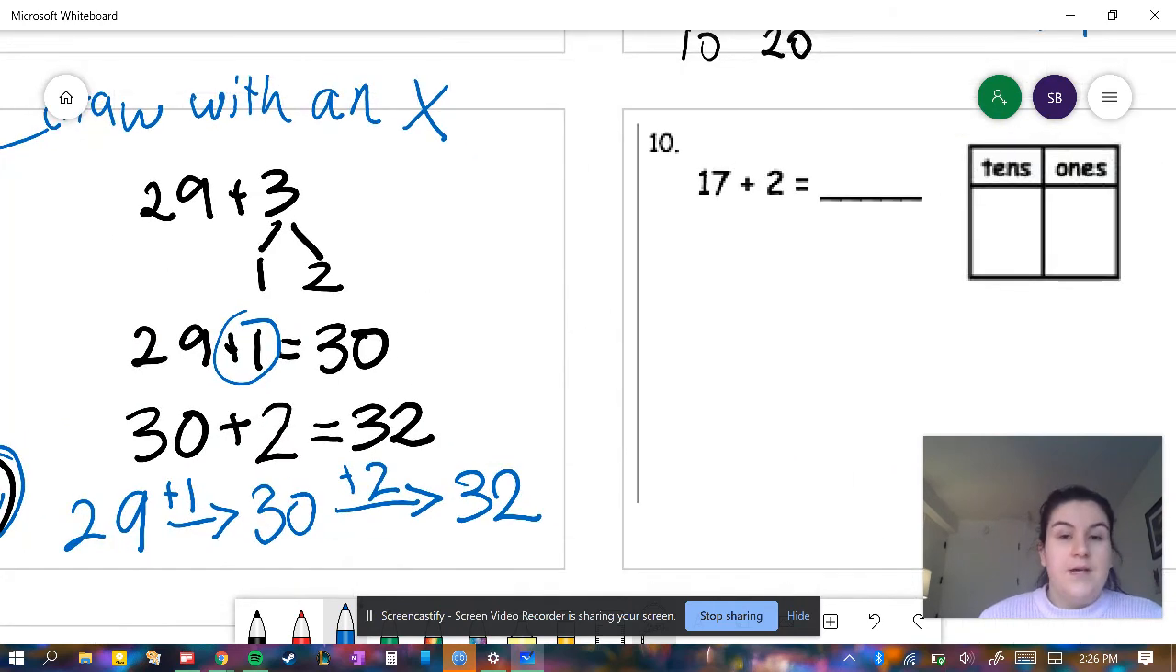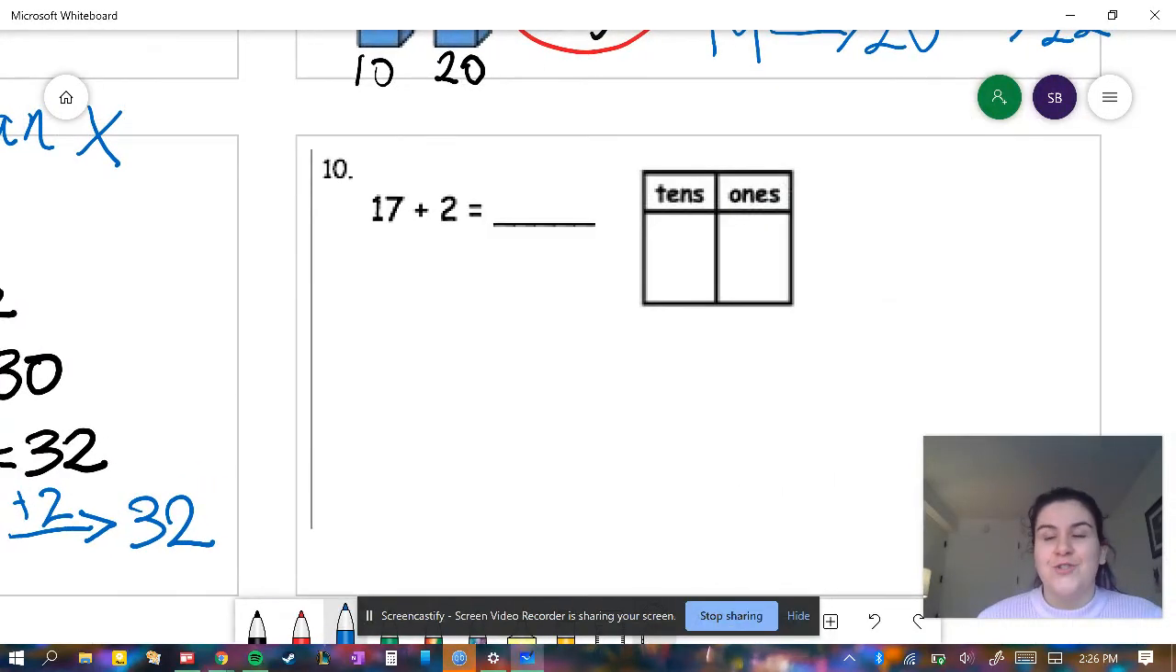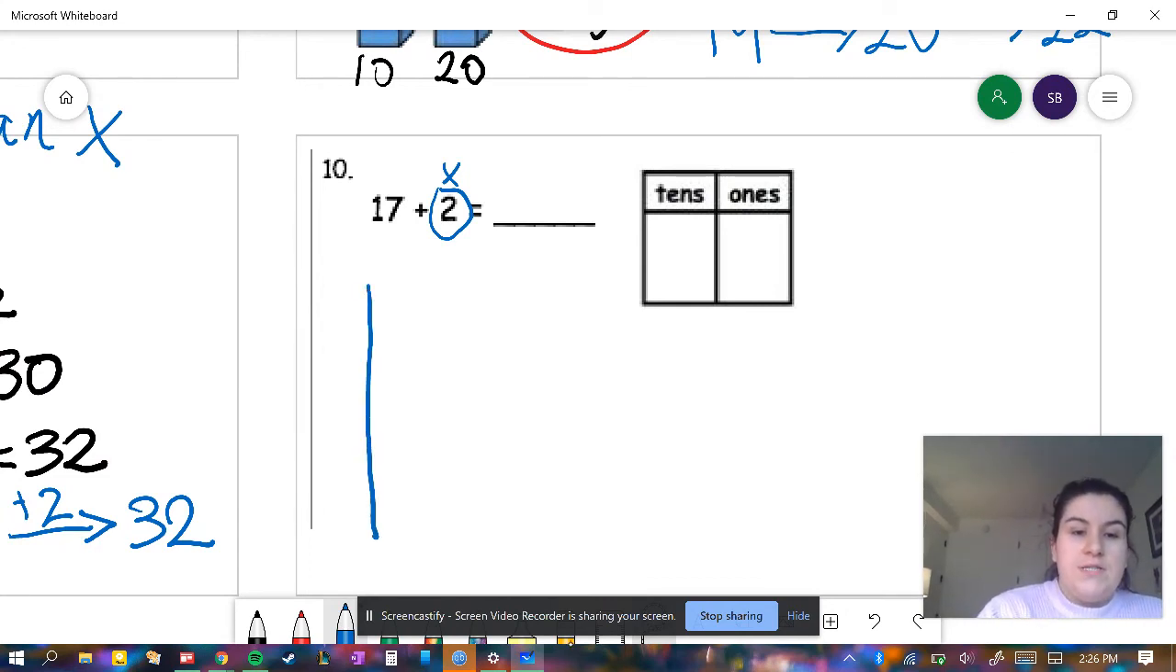Now, before you go to your problem set and try this on your own, I don't want you to get tricked. So let's take a look at this next problem together. We know when we draw our 2 that we're going to show it with x's, but things are going to get a little bit tricky with this problem, so let's try it together. I'll start with my 17. Okay, I drew my 17. Now, I know I need to draw my 2.